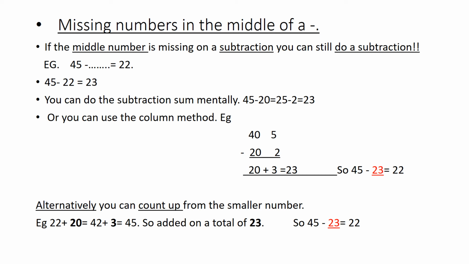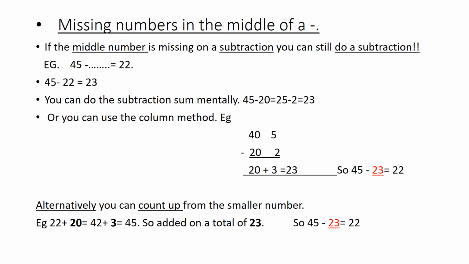Or again, you can use the column method. So 45 is partitioned as 40 and 5, 22 is partitioned as 20 and 2. Then we look at going 5 take away 2 is 3, 40 take away 20 is 20. 20 and 3 make 23, so the missing number is 23.